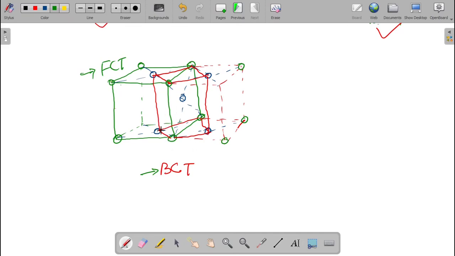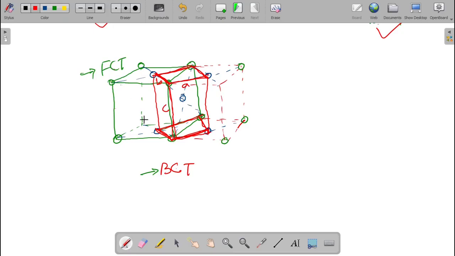How am I saying this is a body centered unit cell? Because you see, this length and this length are the same. This length and this length are the same. This length and this length, all are the same. Similarly, the top one. So if I consider this to be A, this to be B, so A is equal to B, right? But this length is different, so this is C. So you see, that's a tetragonal unit cell, but this has an atom at the center, so BCT.